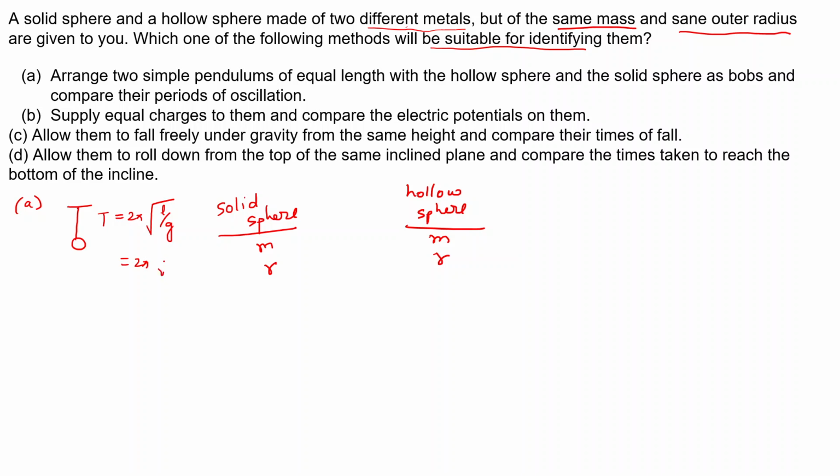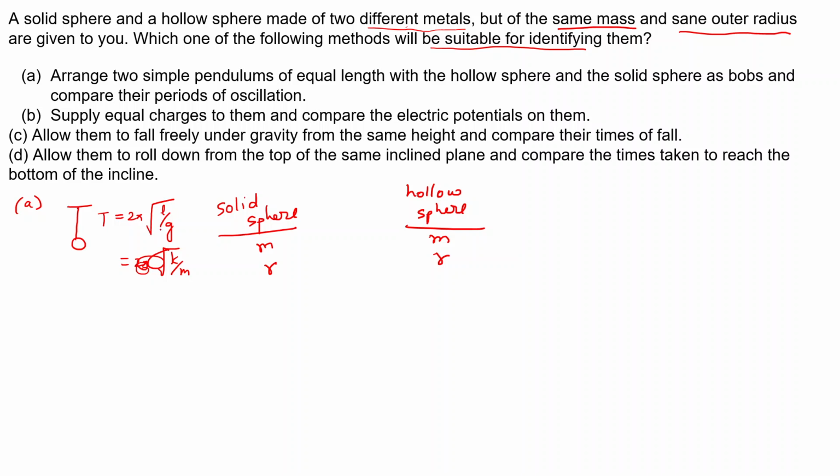This is also, or no, for this it's okay. Or we can also write K by M, that's fine. So even when we take it in this form, this is for spring actually. So there is no relation here with the radius. Anyway, the radius is same, mass is same.